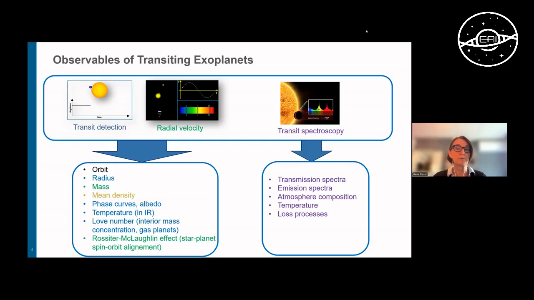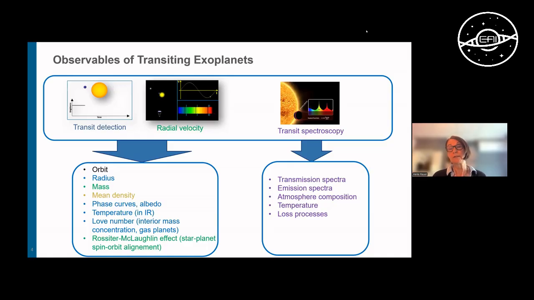It's not only the orbit, the radius, and the mass. They together give us the mean density, but for planets close to the star, we can also determine phase curves and the albedo, the reflectivity, the temperature, and Love numbers, which give a handle on the interior mass concentration, although this is possible today only for gas planets, but still. And the Rossiter-McLaughlin effect from radial velocities, which gives us the star-planet spin-orbit alignment.